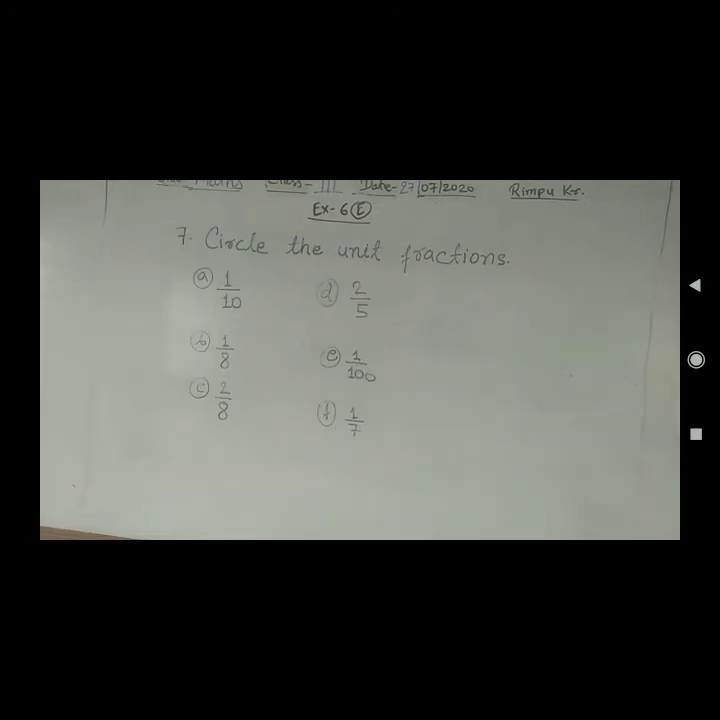Now a turn of question number 7. Circle the unit fractions. I would like to ask, so what is unit fraction, from Akshat Kumar. Akshat Kumar, are you ready?